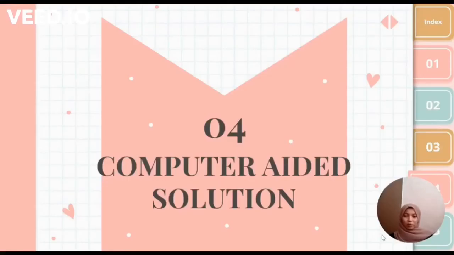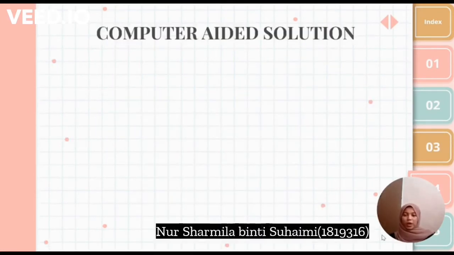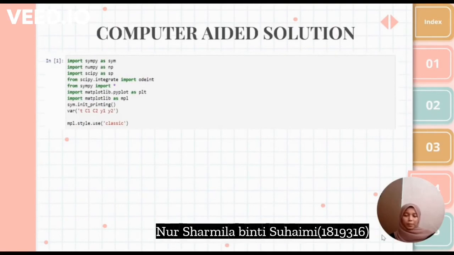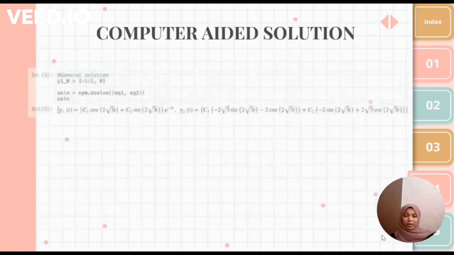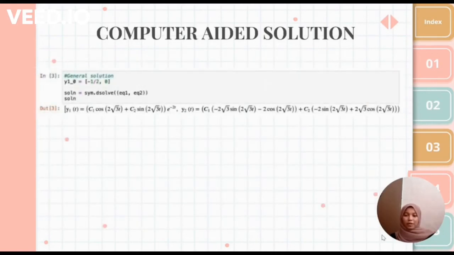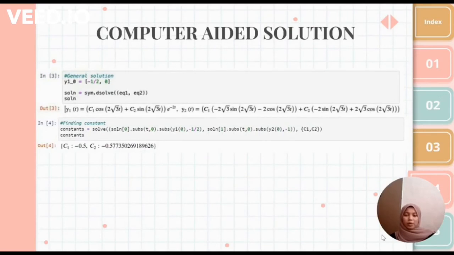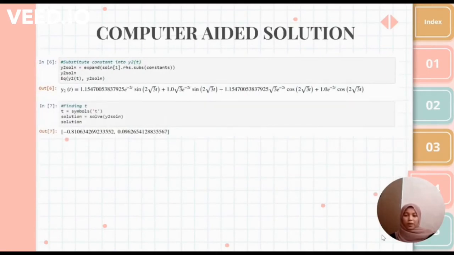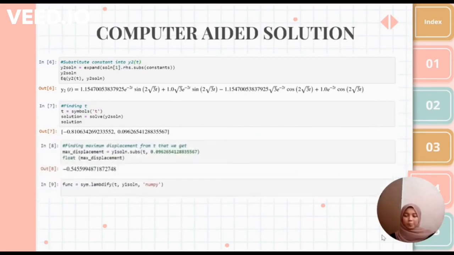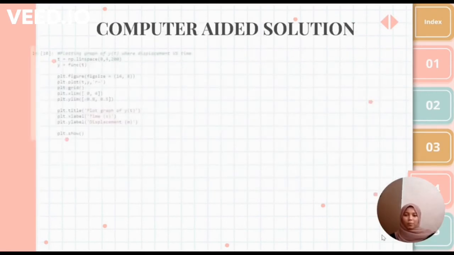For the computer-aided solution, we use Jupyter Notebook software to solve the system of ordinary differential equations and to verify the results in the manual solution. So, the first thing we need to do is import and define some math modules and packages, and we define the differential equations of y1 and y2. After that, we can get the general solution and find the constants' values. We substitute the constants' values into the equations of y1 and y2. After that, we can find the value of t. Based on that value, we can find the maximum displacement. Last but not least, we plot the graph.